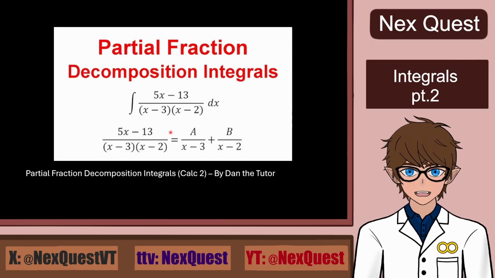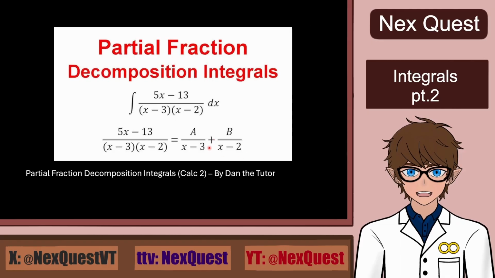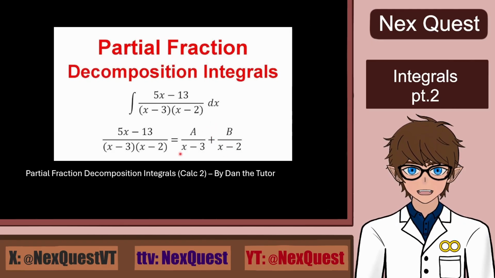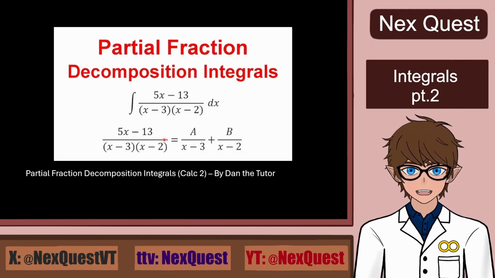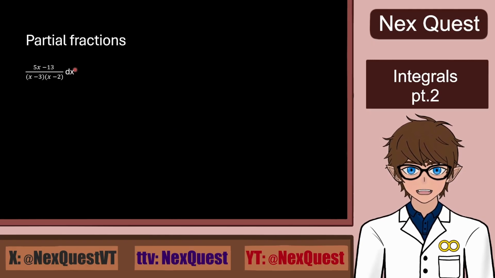Then we expand the fractions back to the original denominator. So it's a times the denominator in the second one plus b times the denominator in the first one. Then factor out the x, and you get two equations with two variables. Let's use the example provided here, to at least show you how to use it.